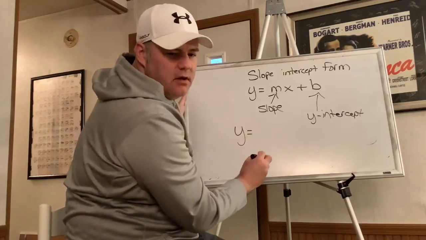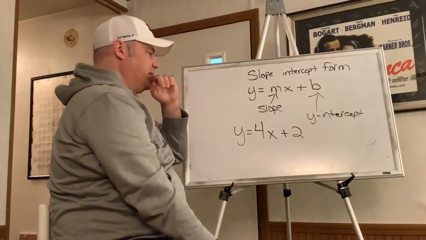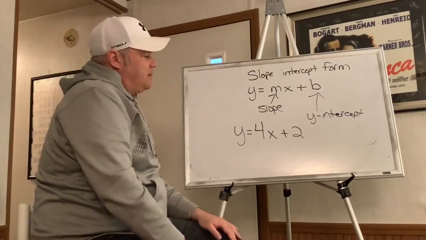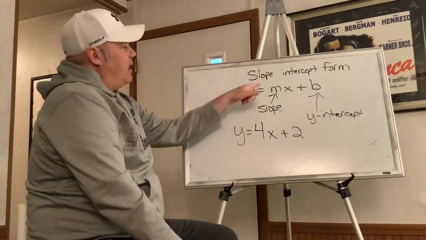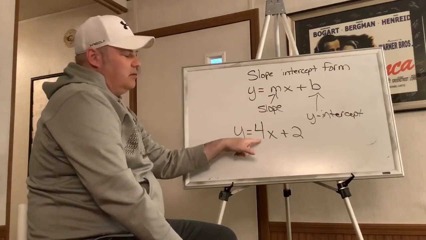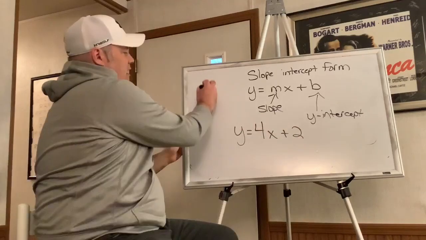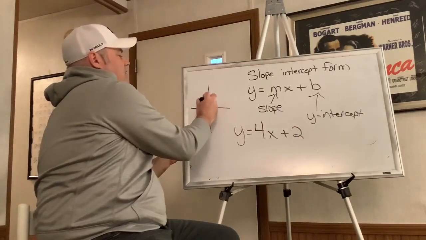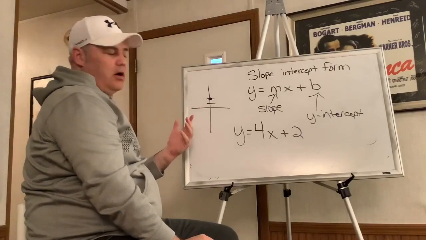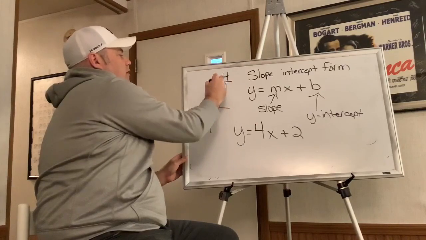y equals 4x plus 2. This is put in y equals mx plus b form. Meaning you've got a slope, which is 4. You've got where it crosses the y-axis. So on this y-axis, it's going to cross at (0, 2). And it's going to have a slope of 4, which we know 4 is 4 over 1. So every time you go 1 over, you go 4 up.